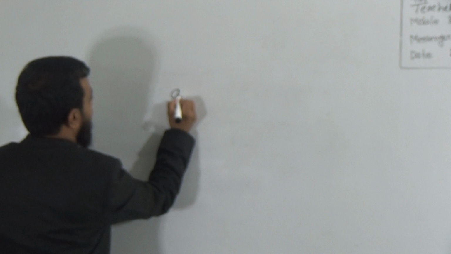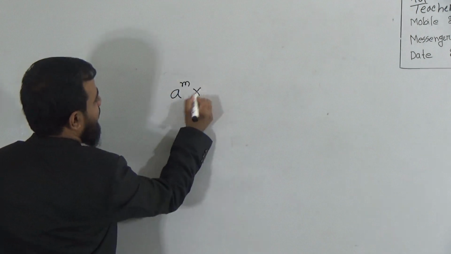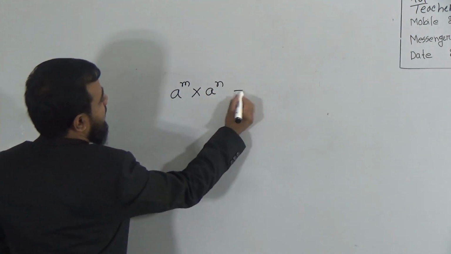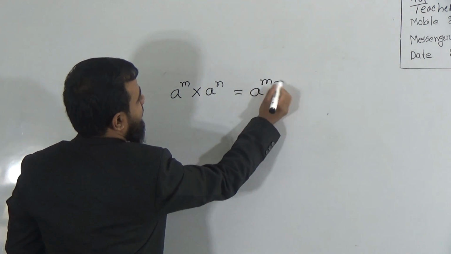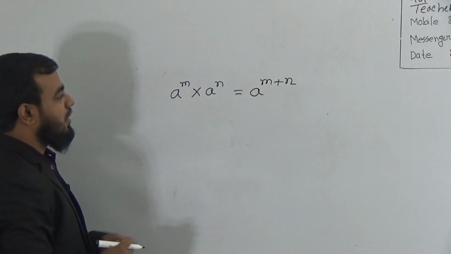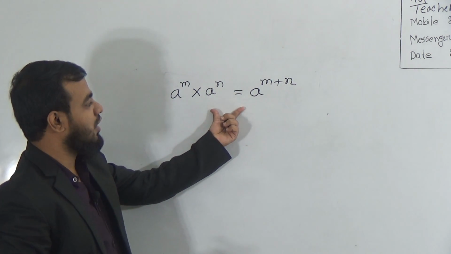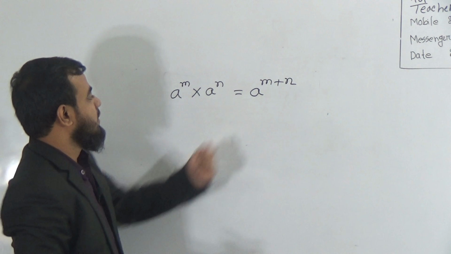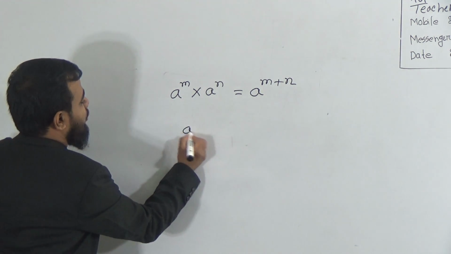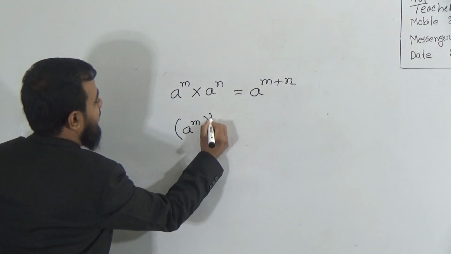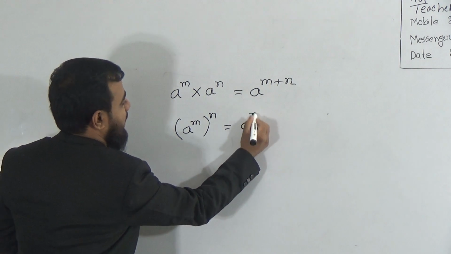The first formula is a to the power m multiplied with a to the power n, that's equal to a to the power m plus n. You have already learned this in class 6. This is the first formula of your book. And the second formula is a to the power m, to the power n, that's equal to a to the power mn.